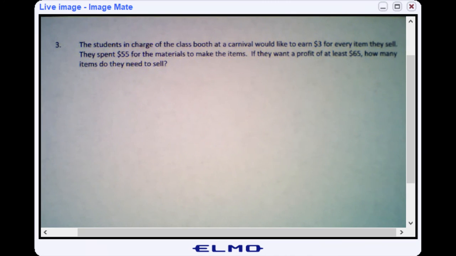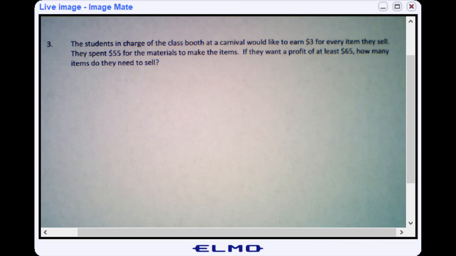Our very last problem for the day. The students in charge of the class booth at our carnival would like to earn $3 for every item they sell. They spent $55 for the materials to make the items. If they want a profit of at least $65, how many items do they need to sell?